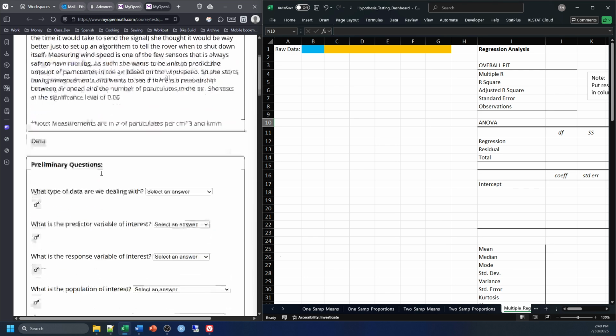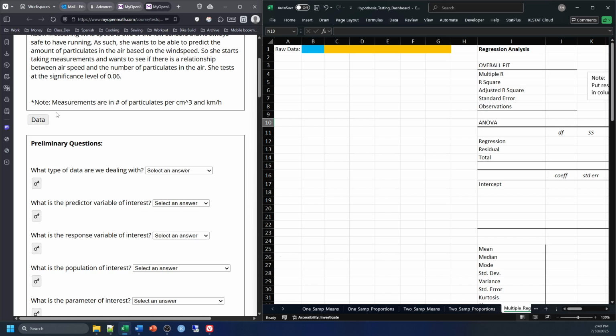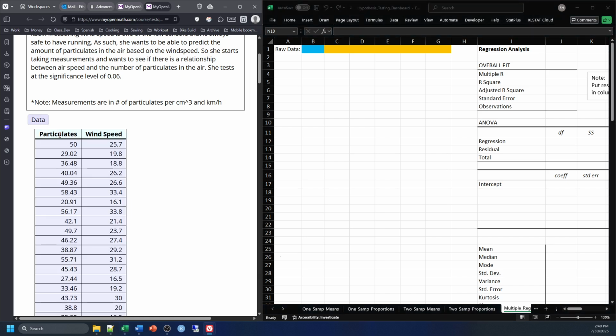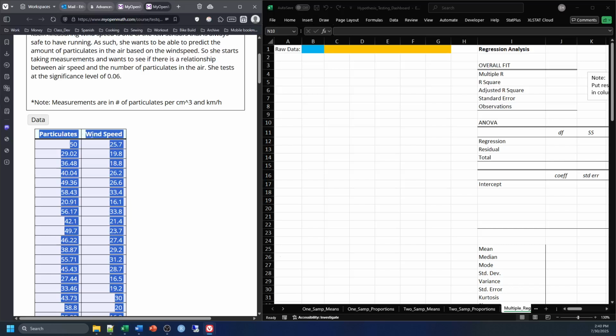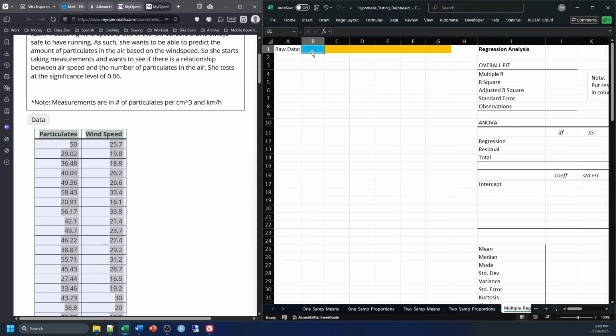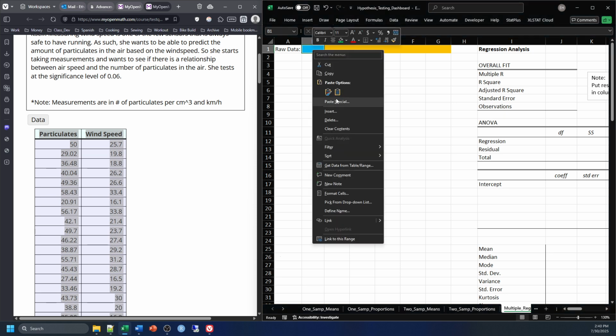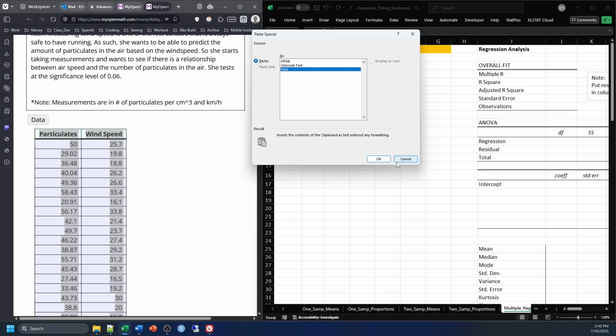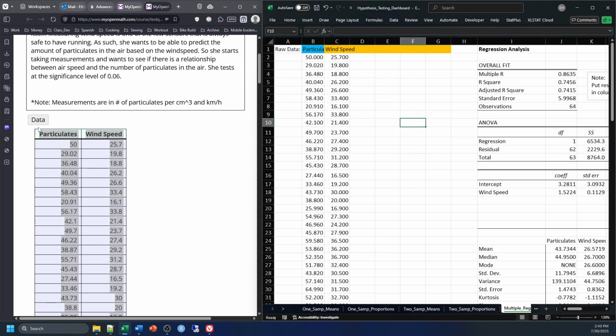Okay, so let's look down here. It says, what type of data are we dealing with? Let's look at our data. So we have the particulates and the wind speed. We are trying to predict the amount of particulates in the air by the wind speed. So let's go ahead and copy that, and paste it in. We'll do a paste special as text and click OK.